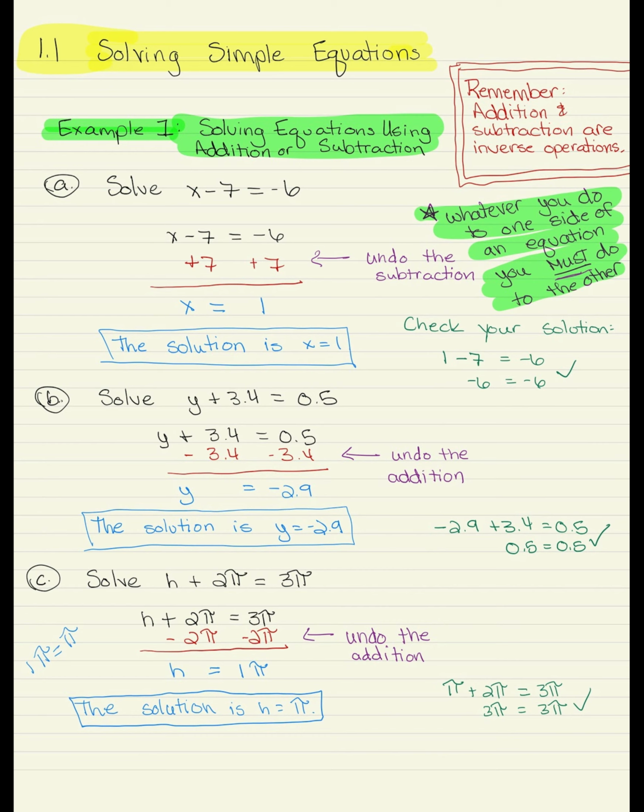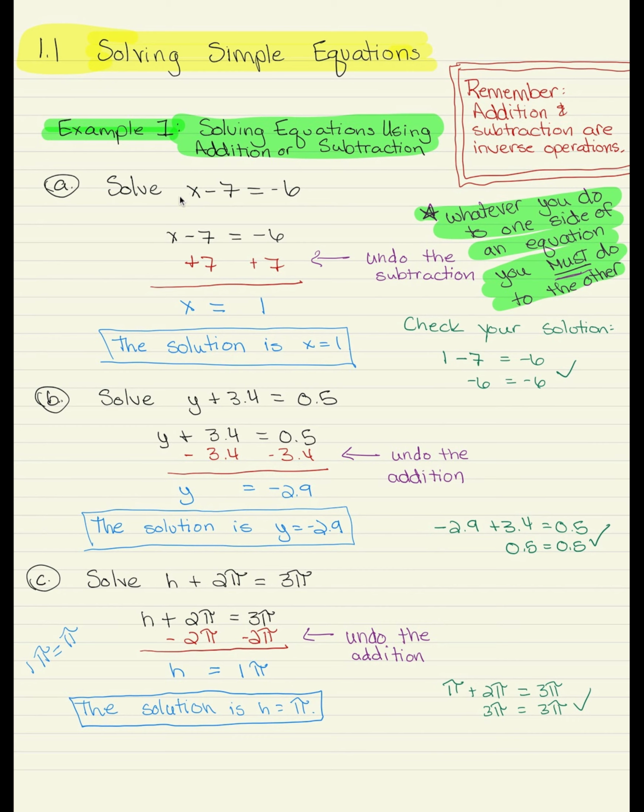All right, so now for our lesson, solving simple equations. We want to remember that addition and subtraction are what we call inverse operations, or they are opposite of each other. So when we're solving equations, whatever we do to one side of an equation, we must do to the other. And we want to use our inverse or our opposite operations in order to help us solve and isolate the variable. So in example A, solve x minus 7 equals negative 6.